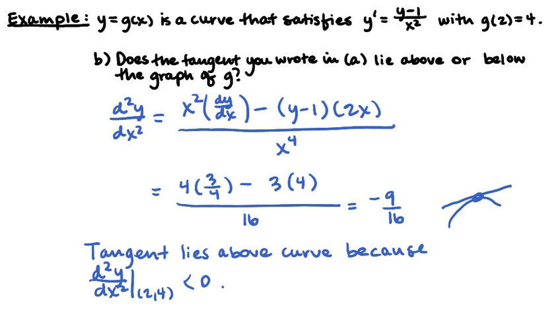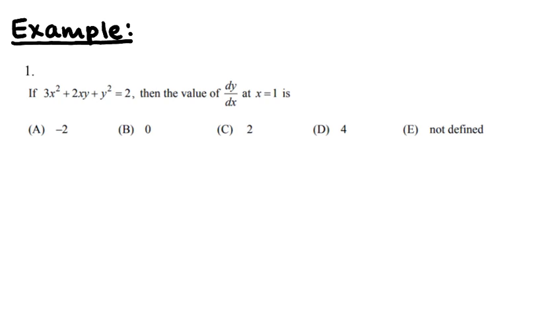Now, I've already gone a little longer than I prefer these videos to be, but I'm going to do a couple of multiple choice problems before I finish. Okay, if 3x squared plus 2xy plus y squared equals 2, I want the slope of the tangent at x equals 1. Well, I know that when I find dy/dx, it's going to involve a y and an x, so I need to figure out what y is going to be.